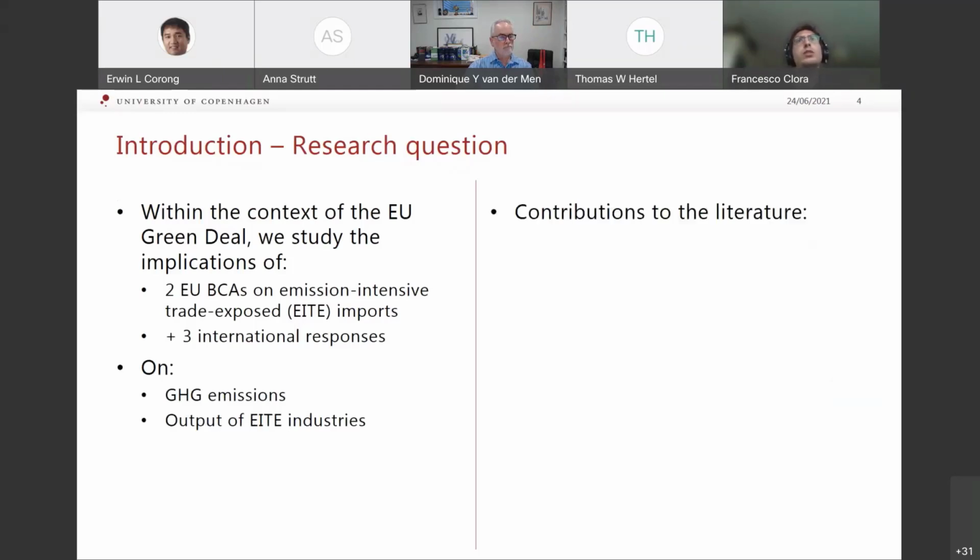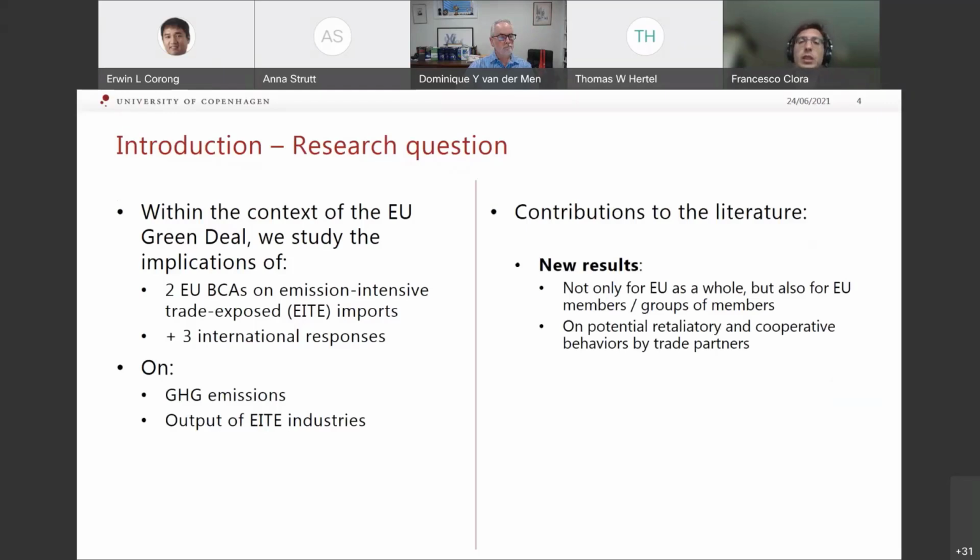We contribute to the literature by presenting new results, not only for the EU as a whole, but also for some EU members and groups of members. We also show some new results on potential retaliatory and cooperative behaviors by the trade partners. This study also contributes to the literature on the methodological side as we modify and use a novel recursive dynamic CGE model.